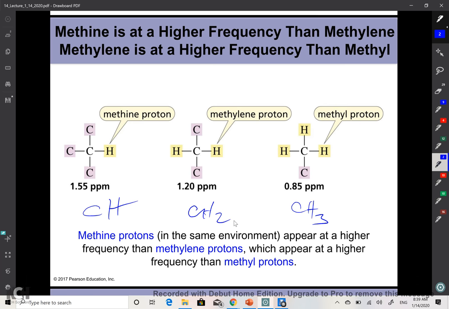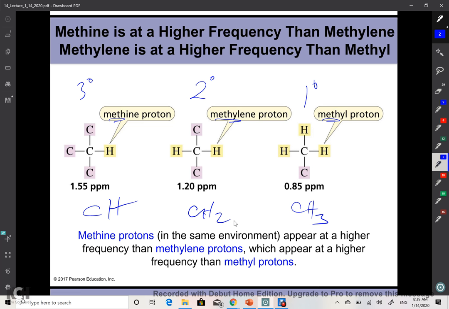So we have, in other words, a primary carbon, a secondary carbon, and a tertiary carbon. Do you see that? Primary carbon because it's connected to one other carbon, secondary carbon because it's connected to two other carbons, and tertiary carbon because it's connected to three other carbons. So we refer to them as the methyl, the methylene, and the methine protons. Protons of a tertiary carbon are referred to as methine, protons of a secondary carbon as methylene, and those of a primary carbon as methyl.